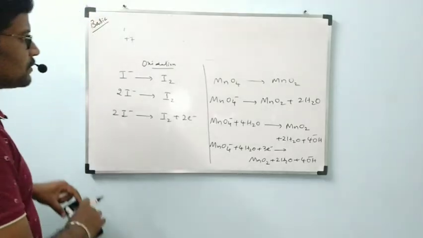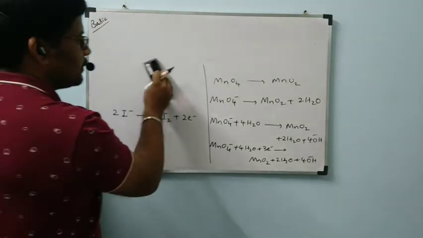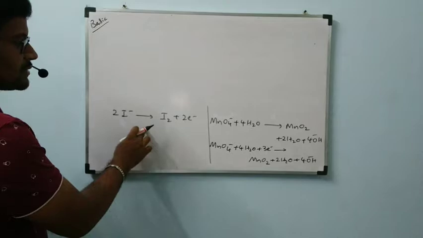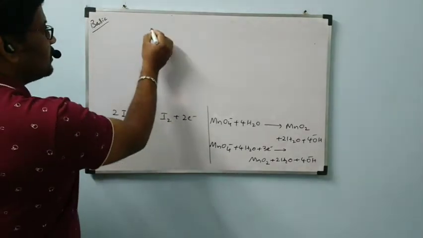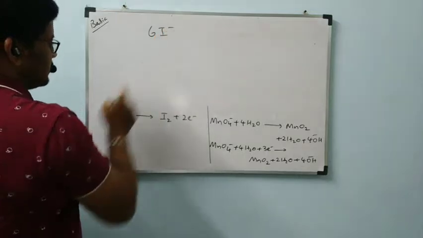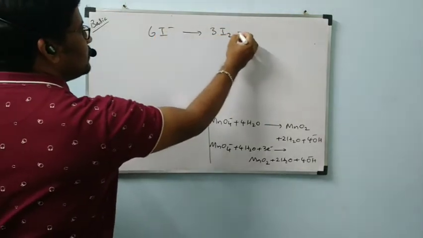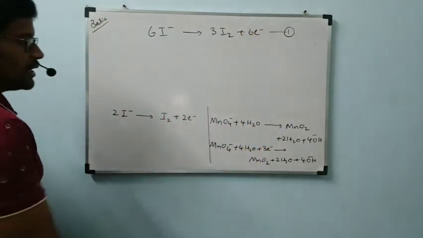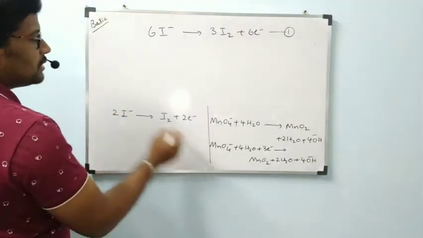Okay, let's see how we are going to write this after multiplication. This equation must be multiplied by 3. This equation must be multiplied by 2. Then 6I minus gives rise to 3I2 plus 6 electrons. This is equation 1. Next, coming to this one, it should be multiplied by 2 only.